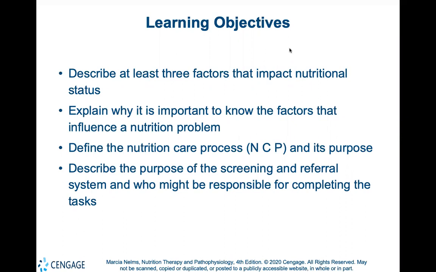Explain why it is important to know the factors that influence a nutrition problem. Define the nutrition care process, NCP, and its purpose. Describe the purpose of the screening and referral system and who might be responsible for completing the tasks.